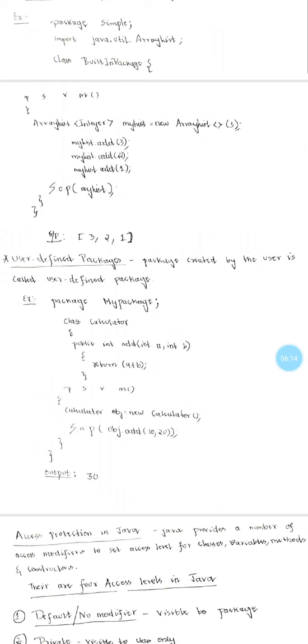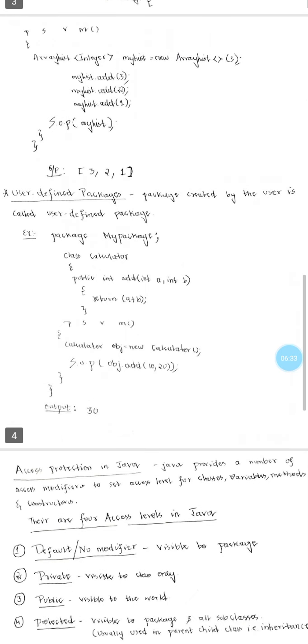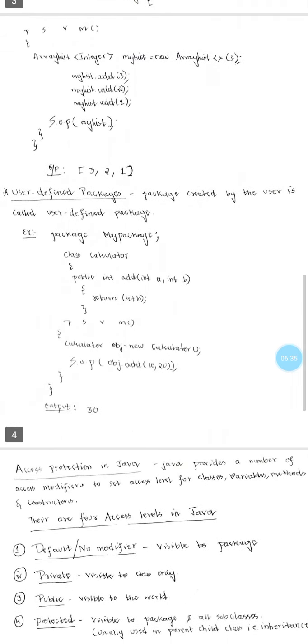Okay, package is a keyword and my package is a name that I have given for the package. Now within that my package I have written a class calculator, and within the class calculator I have written a method add, which is of type integer and public in nature, and I am passing 2 parameters a and b, which returns a plus b, the addition of a and b.